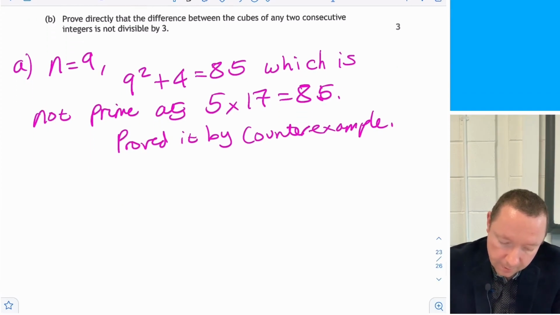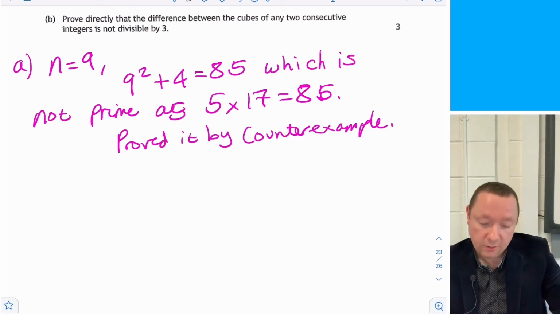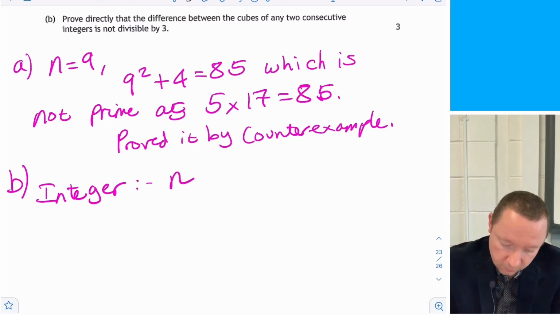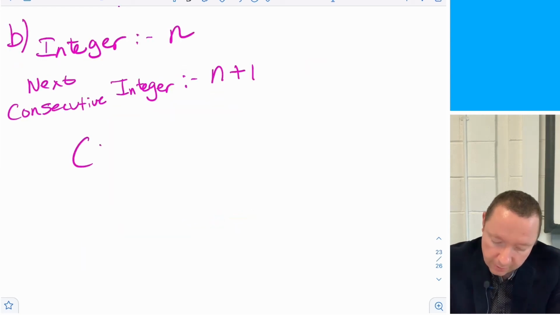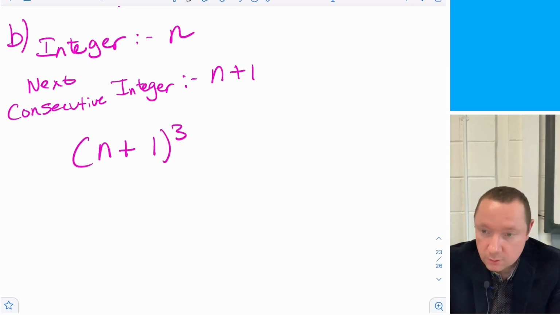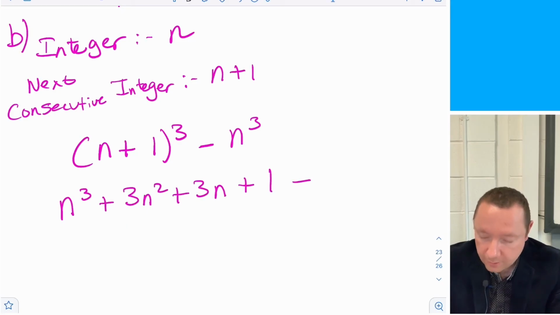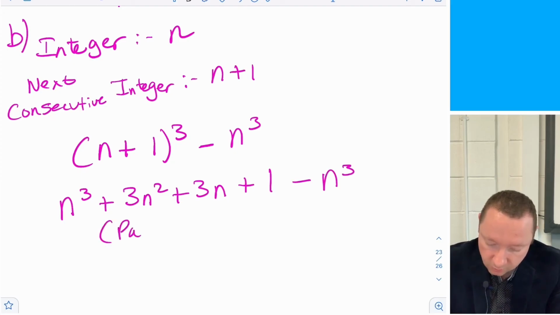Okay, part B. Prove directly that the difference between the cubes of any two consecutive integers is not divisible by 3. So let's take an integer, any one we want. Let's call it n. Then the next consecutive integer is clearly n plus 1. n plus 1 cubed minus n cubed. Expanding n plus 1 cubed, we get n cubed plus 3n squared plus 3n plus 1 minus n cubed. We've used Pascal's triangle for that.